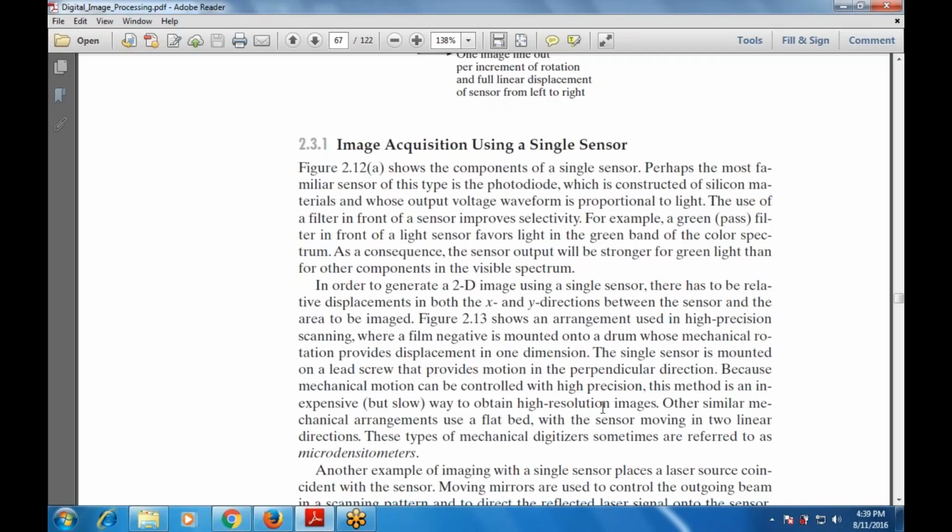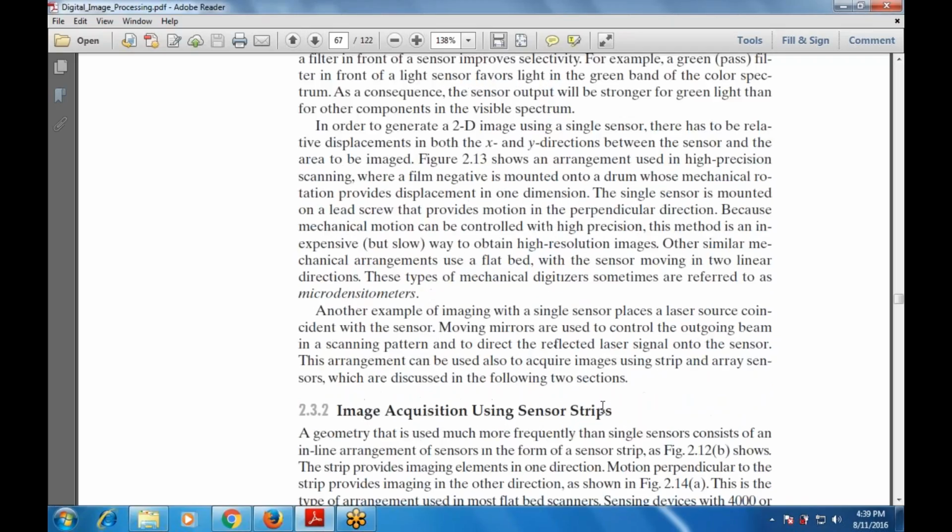Another example of imaging with a single sensor places a laser source coincident with the sensor. A moving mirror is used to control the outgoing beam in a scanning pattern and to direct the reflected laser signal onto the sensor. This arrangement can be used to acquire images using strip and array sensors, which are discussed in the following two sections.